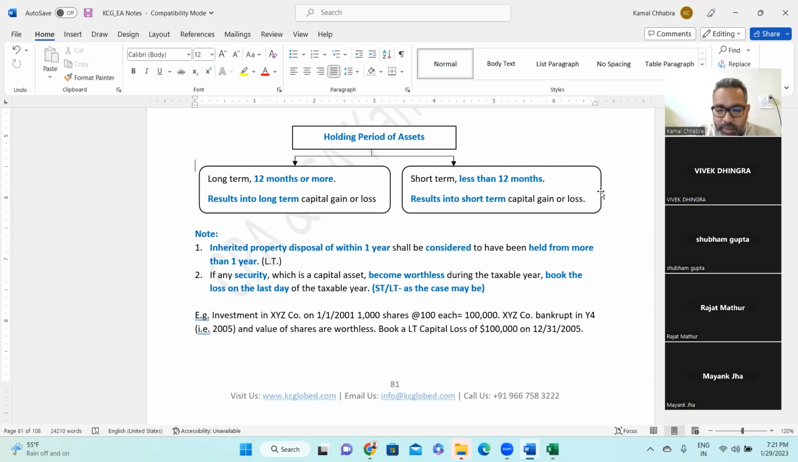In case of death. Right? So if your client has inherited any property, it is considered as long-term property.